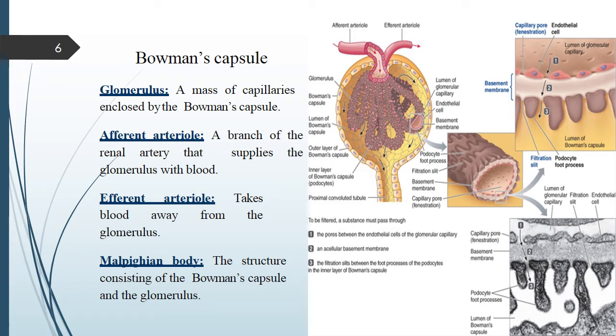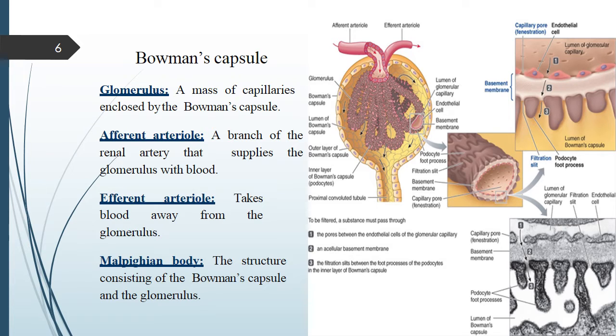And the glomerulus is a mass of capillaries enclosed by the Bowman's capsule, and the afferent arteriole is a branch of the renal artery that supplies the glomerulus with blood, and the efferent arteriole takes the blood away from the glomerulus. And the Malpighian body is the structure consisting of the Bowman's capsule and the glomerulus together.